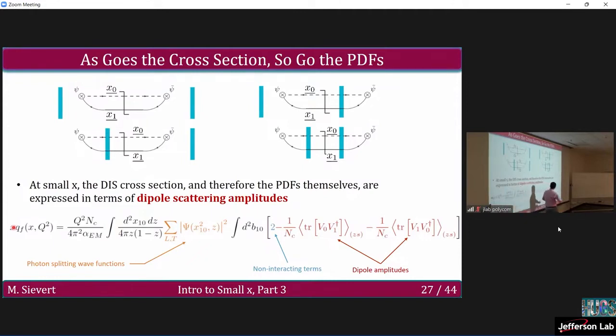The operator now that controls the energy dependence, or the x dependence, of the PDF is completely encoded in these dipole traces. So the problem has now been reduced down to calculating the scattering, the energy dependence, of a quark-antiquark dipole interacting with the target, whether that target is a proton, a nucleus, something else. Any questions so far?